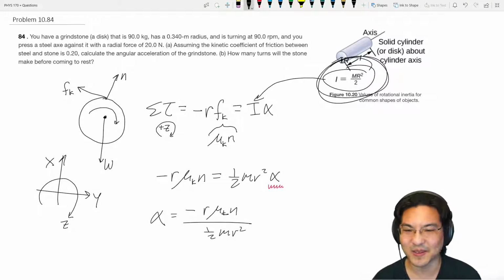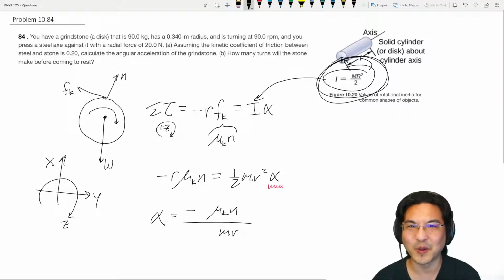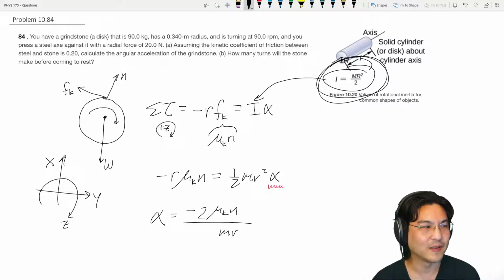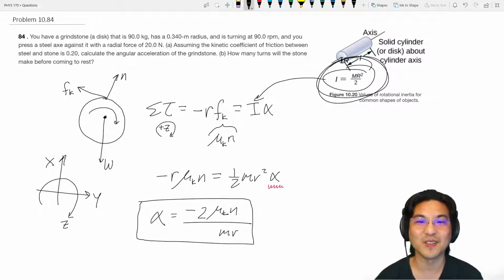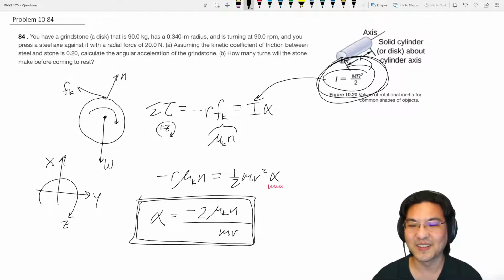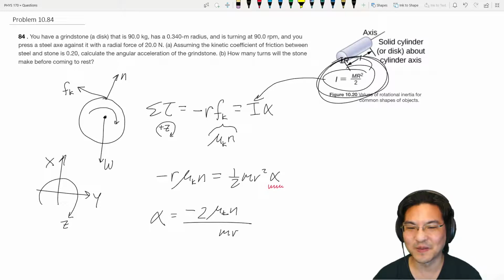Okay, so things cancel. There's r over r squared, so let me get rid of that. Instead of 1/2, let me just put the 2 in the numerator. And there we go. There's the answer. So remember, don't plug in numbers until you're done here. Now we can plug in numbers. Whatever the values are, just punch it in the calculator.